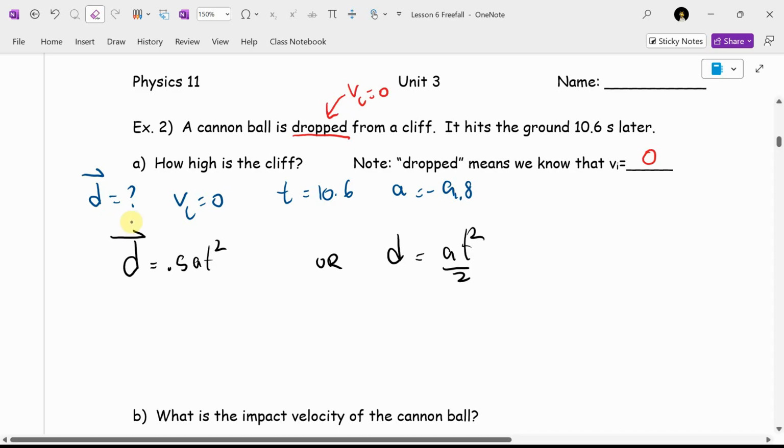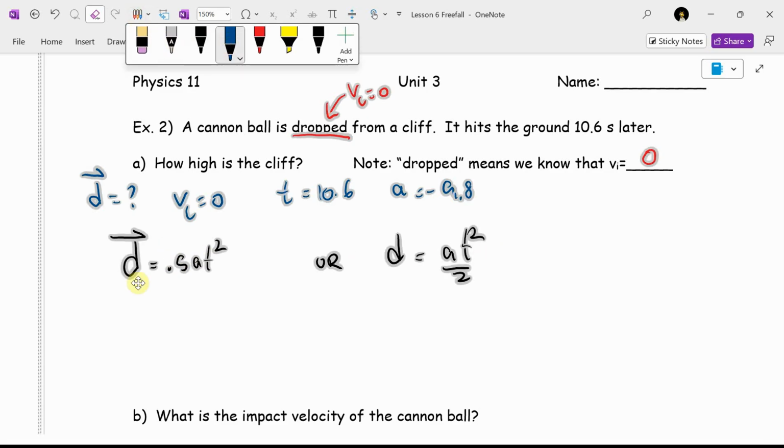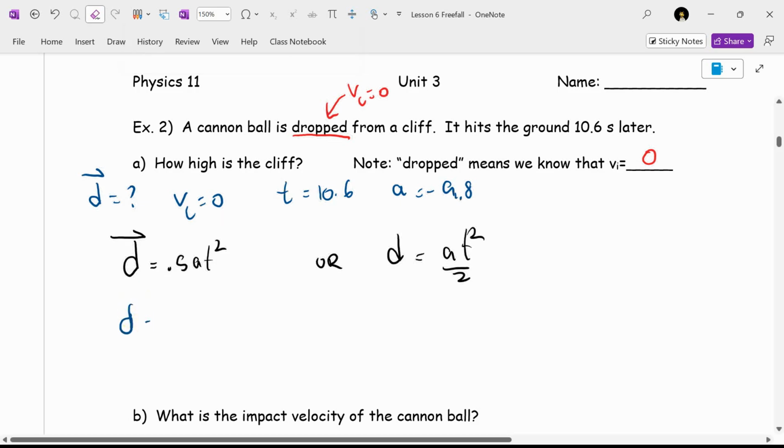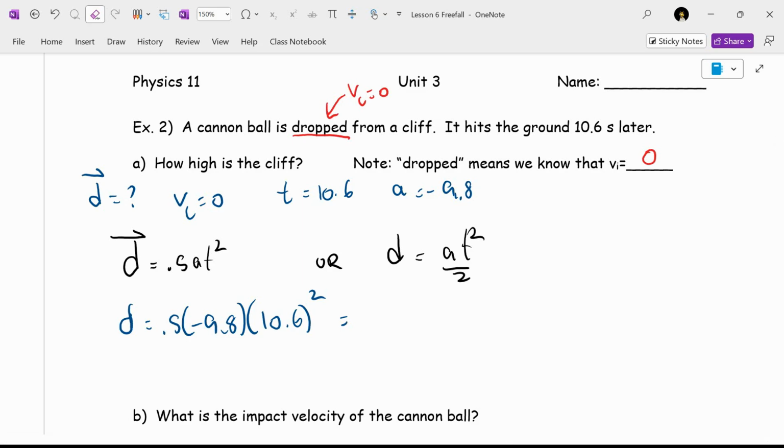I'll remind myself that I'm going to get a vector answer. Which one do you want to use, the 0.5 or the over 2? I don't care, pick. Okay. So I'm going to crunch our numbers. D is going to be 0.5 times negative 9.8 times 10.6. Don't forget the squared. What do you get? Oh yeah, now Tamana, all of you want to be typing on your calculator once you've written that down, right?